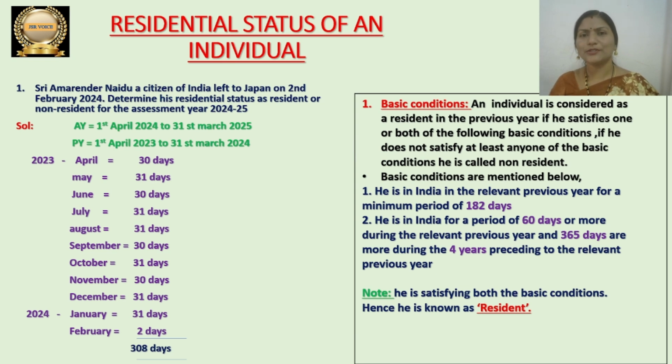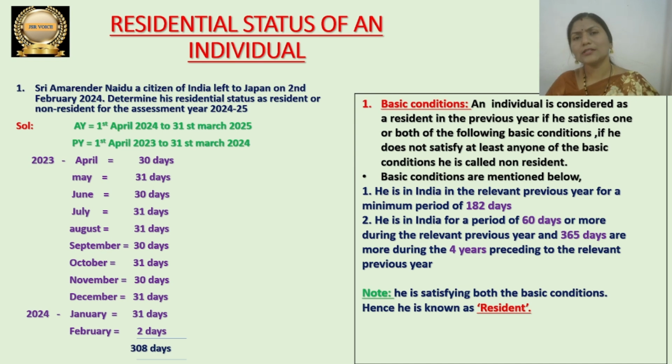Let us apply the rules. You know all the basic conditions and additional conditions. Actually, what are the basic conditions? There are two basic conditions to determine the residential status of an individual. I discussed this in the previous lecture 1. So what are those two conditions? Why do we have to apply these two conditions? If we apply these two basic conditions, we can determine whether he is a resident or non-resident.